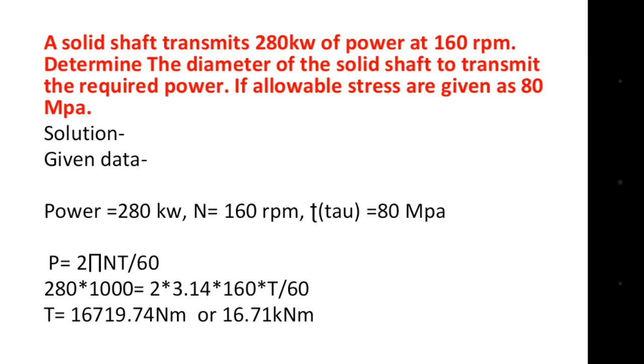So in the first step we are going to find capital T, because we know that for the torsion equation we want to know T, which is the twisting moment or torque. After substituting the values, we get capital T, which is torque, as 16719.74 Newton meter, or you can also write 16.71 kilo Newton meter after dividing by 1000. This is the first part we have completed. We have calculated the torque. In the next part we are going to calculate the diameter of the solid shaft.